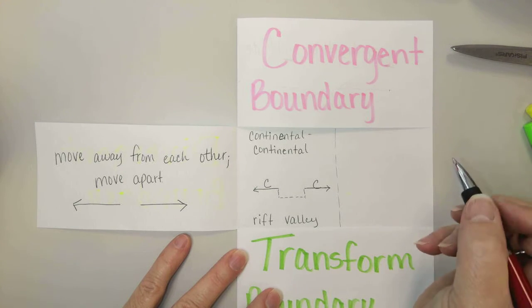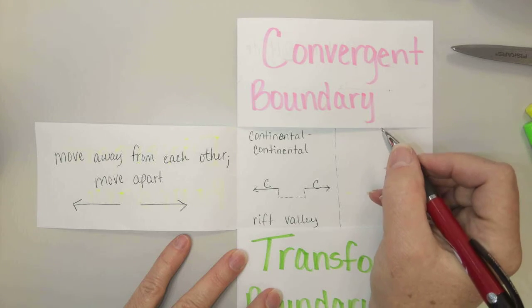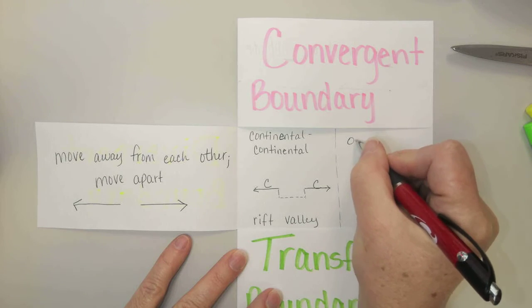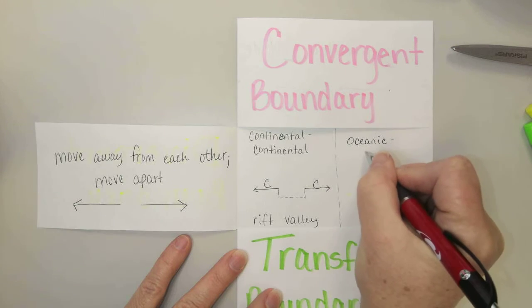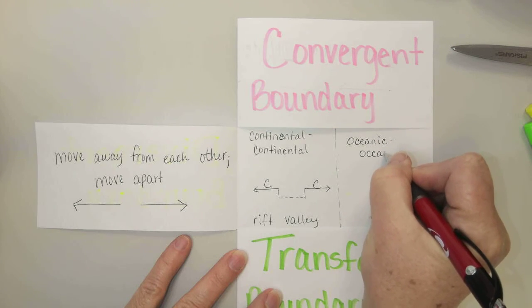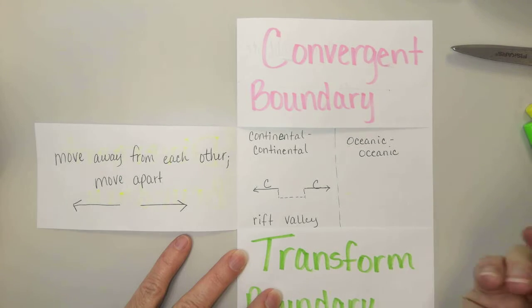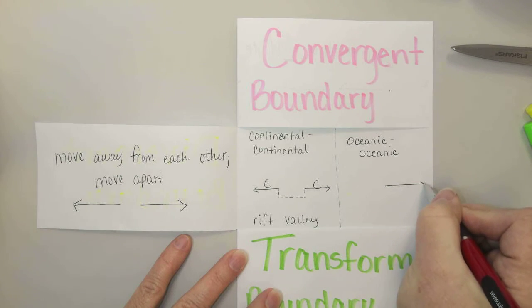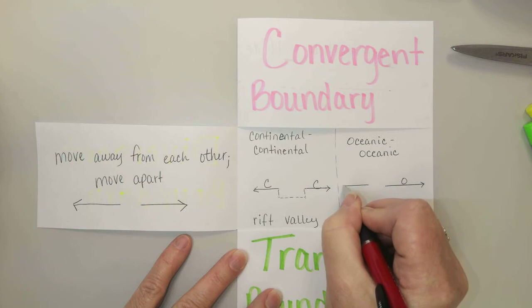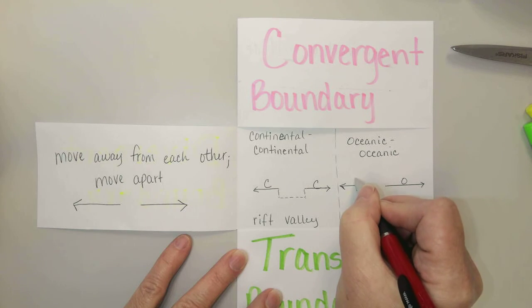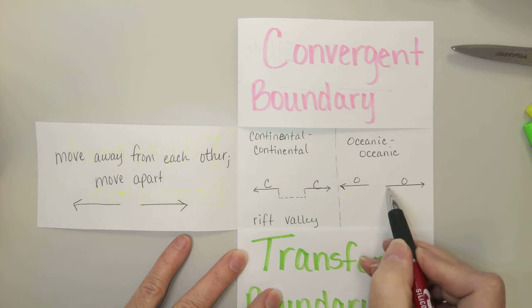The second type of plate boundary that's considered divergent is the oceanic. Two oceanic plates pulling away from one another. Okay, so you've got oceanic plate pulling away from oceanic plate. Got your oceanic over here, and you've got your oceanic over here. And they're both pulling away from one another, creating an empty space.